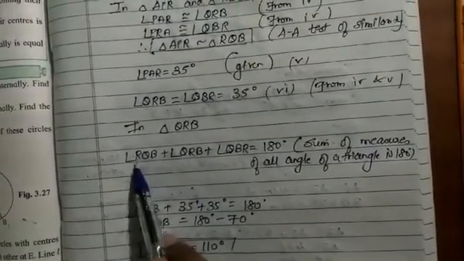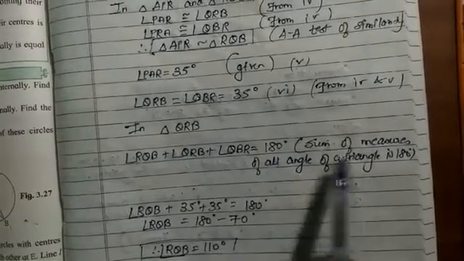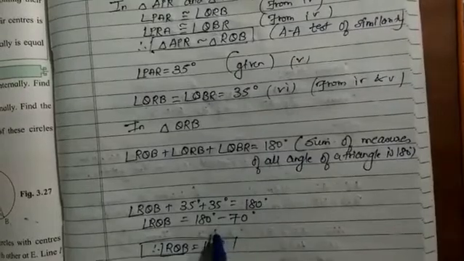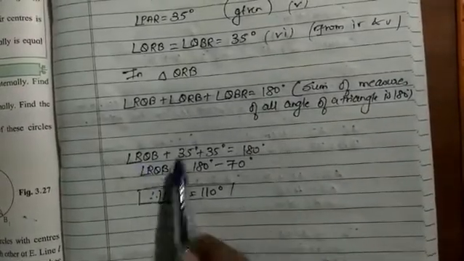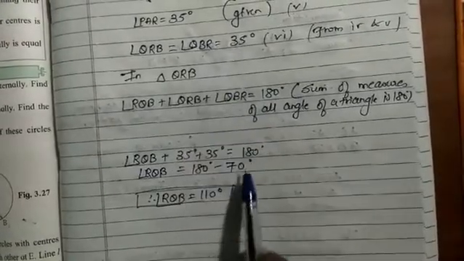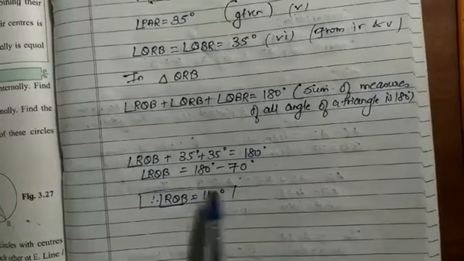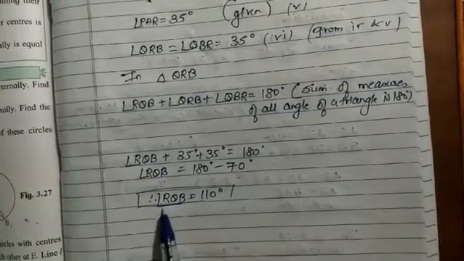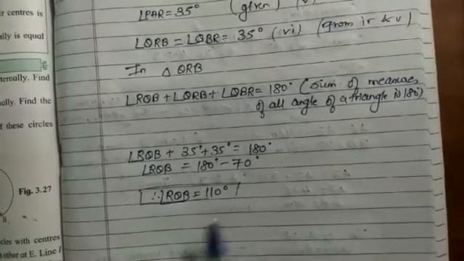So in triangle QRB, angle RQB plus angle QRB plus angle QBR equals 180, since the sum of the measures of all angles of a triangle is 180. So angle RQB plus 35 plus 35 equals 180. So angle RQB equals 180 minus 70. So angle RQB equals 110 degrees.